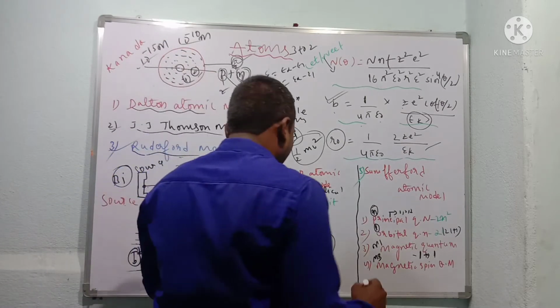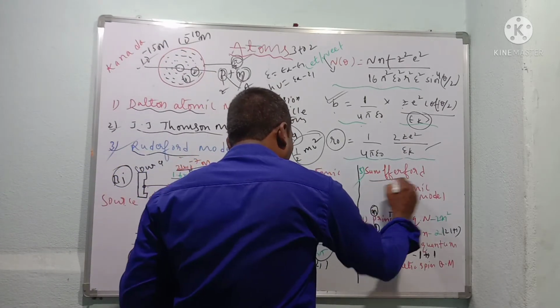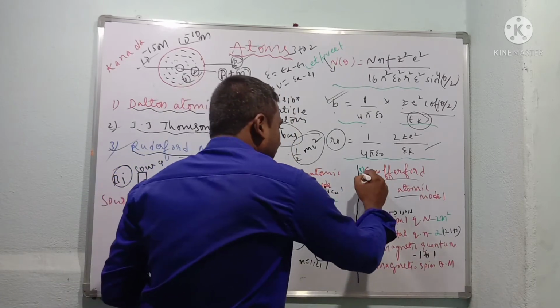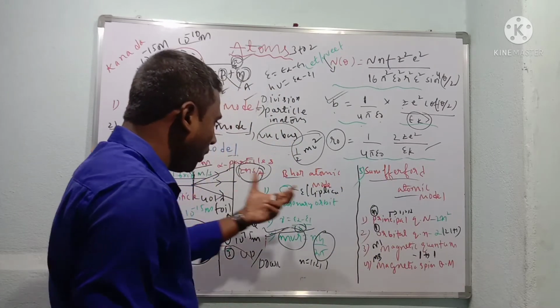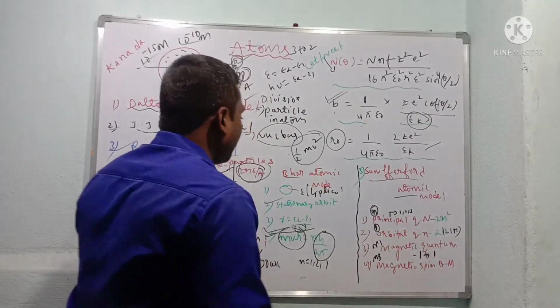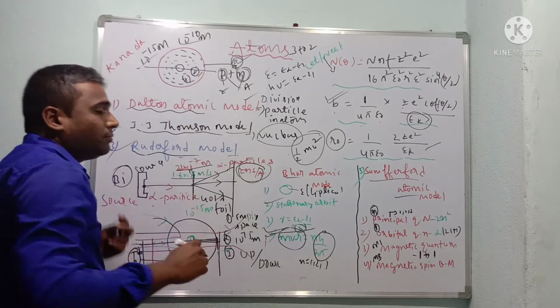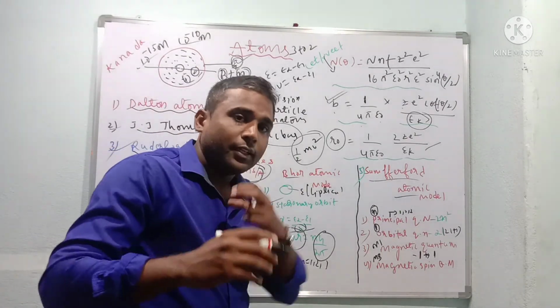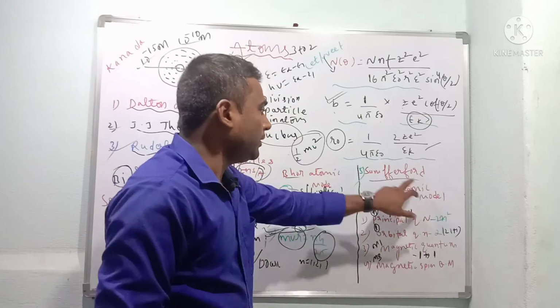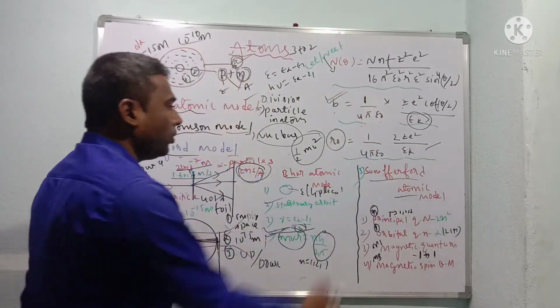The next scientist is Sommerfeld. Students, what does Sommerfeld mean? What was not explained by the Bohr model was explained by Sommerfeld. He told that in the atom, electrons are revolving in both circular and elliptical orbits. So this was explained by Sommerfeld.